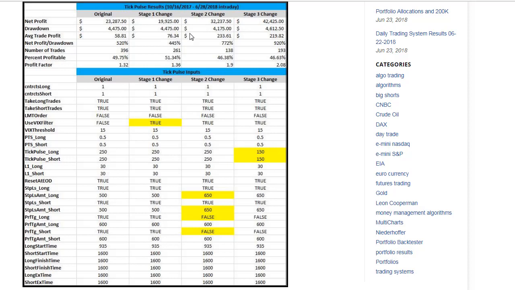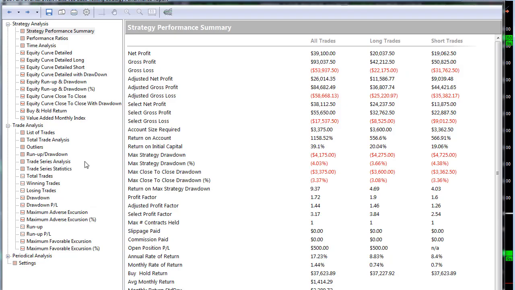And now on the stage 2 setup, we're also going to additionally increase the stop loss to 650 and remove the profit target, and we'll see how the net profit, drawdown, average trade profit, and all these numbers change. I'm going to pause the video and I'm going to update it.